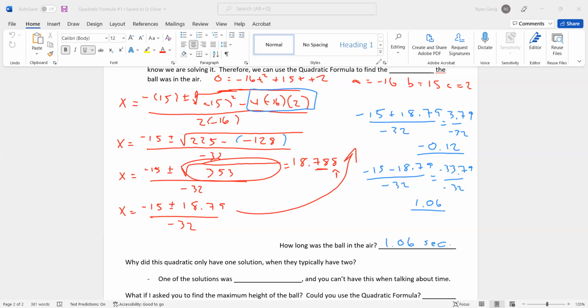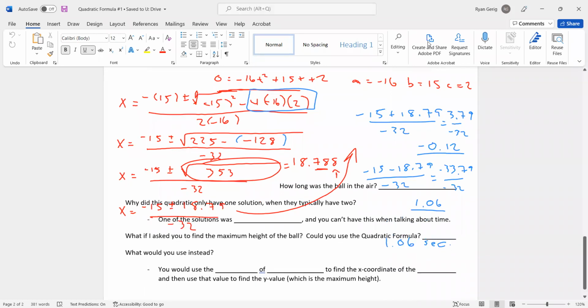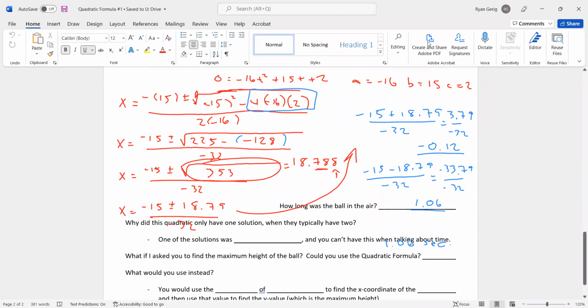Now, I'm going to go ahead and scroll down a little bit here. Why did this have only one solution when they typically have two? Well, it actually did have two. Probably caught this. One of the solutions was negative. And you can't have that when you're talking about time. You can't have negative time. That doesn't make sense. Okay. So we take the positive in that situation.